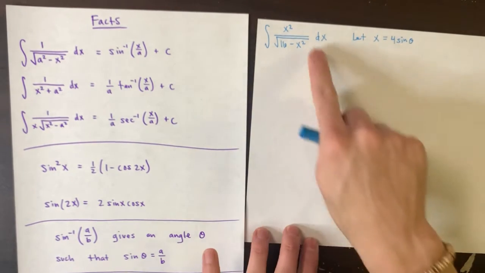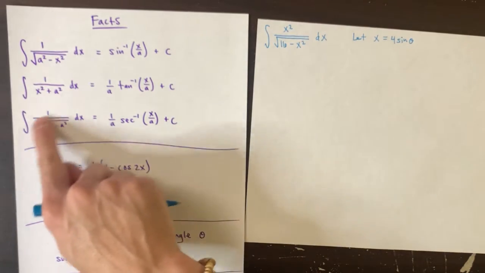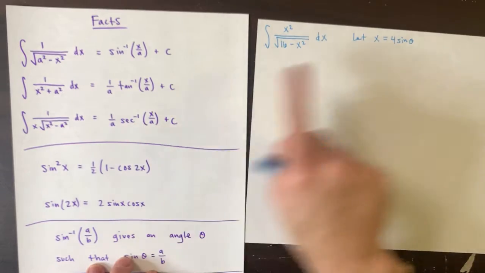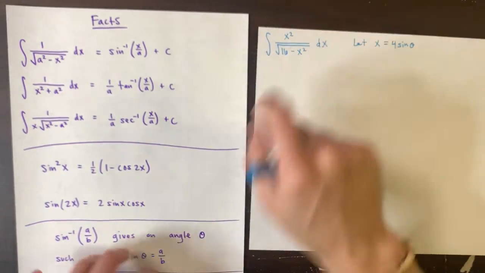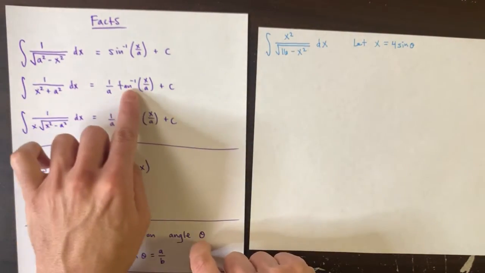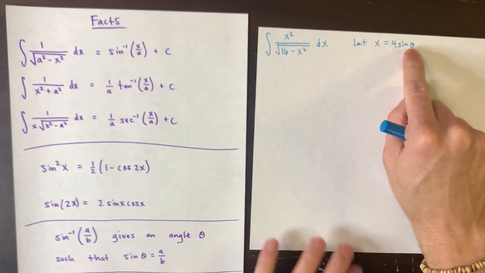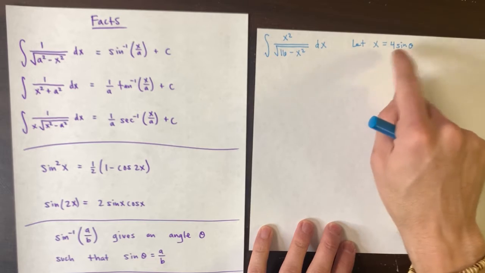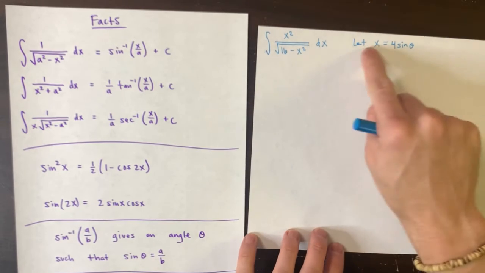So for instance, what if the problem that you had in your homework looked more like this? If it looked more like that, then instead of sine, it would have been secant. What if what you have looked more like this? Then you would have used tangent there instead of sine. And again, 4 is just the square root of this. Okay? So that's how I made that substitution. That is the key step. Everything depends on this being correct.